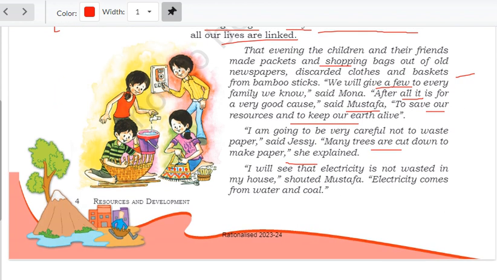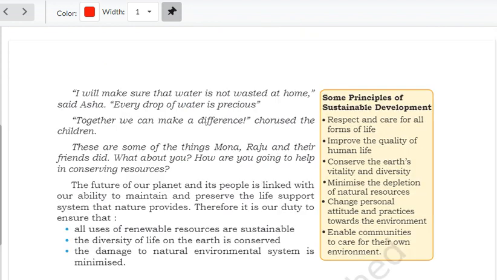I will see that electricity is not wasted in my house, shouted Mustafa. Electricity comes from water and coal. I'll make sure that water is not wasted at home, said Asha. Every drop of water is precious. Together we can make a difference, chorused the children. Chorused means to talk in a group, to say in the same voice.